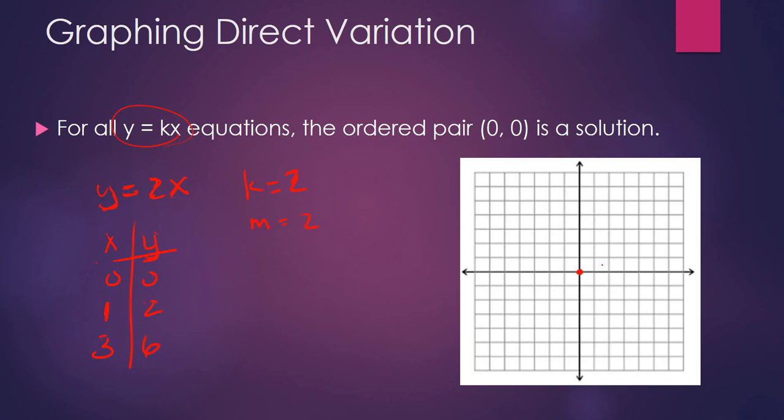So I can start with 0, 0. I can either use my constant of variation as a slope and count up 2 and 1 to the right, or I can simply set up my table of values and plot a few of these points. 1, 2, 3, 6. And so this line passes through the origin at 0, 0, because every direct variation goes through 0, 0, and we can plot the points and graph it. So it's a simple graph.